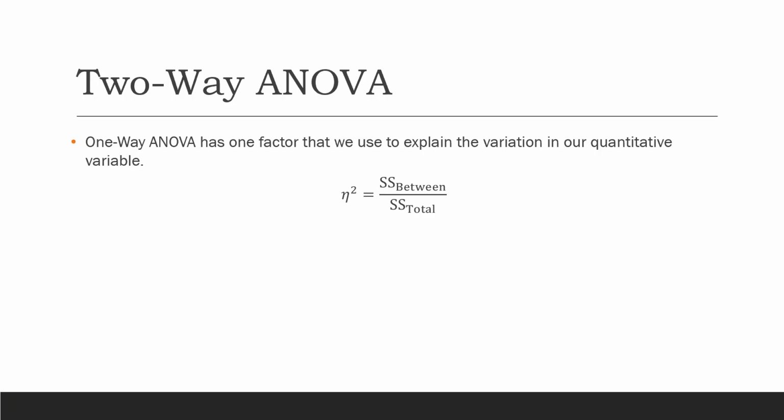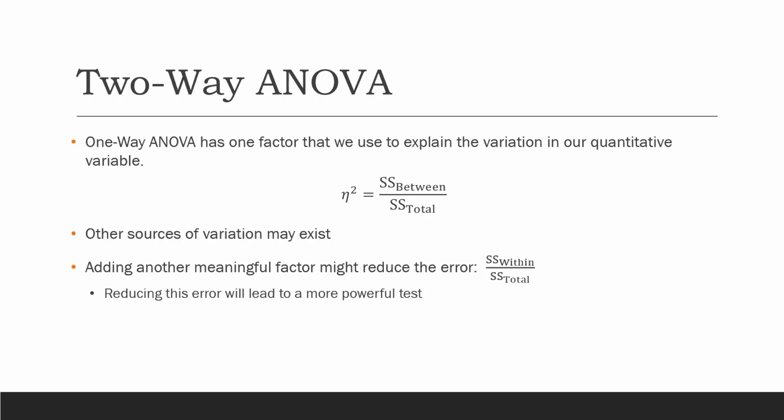Okay. So why do we want to consider a two-way ANOVA? Well, the one-way ANOVA has one factor that we use to explain the variation in our quantitative variable. And recall that we looked at eta squared, which is our sum of squares between groups divided by our total sum of squares. We talked about how that gives the proportion of variance in our quantitative variable that's explained by our factor.